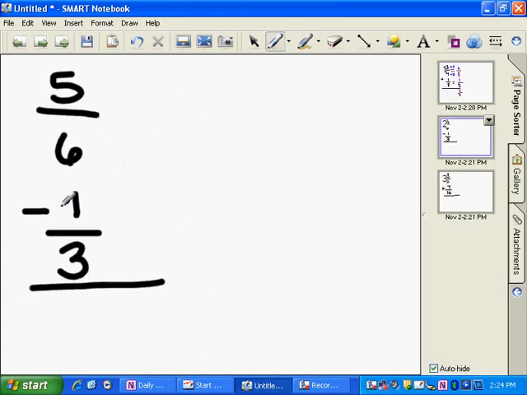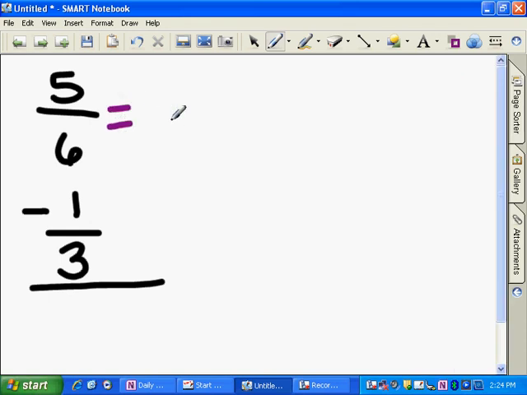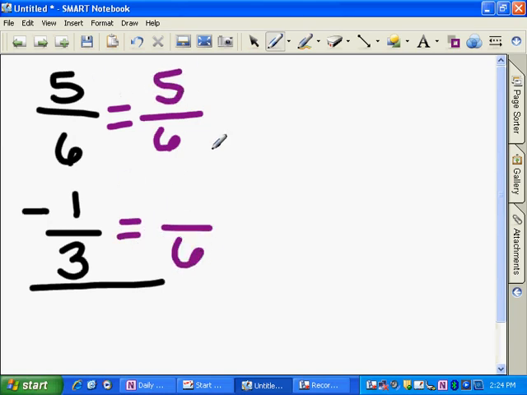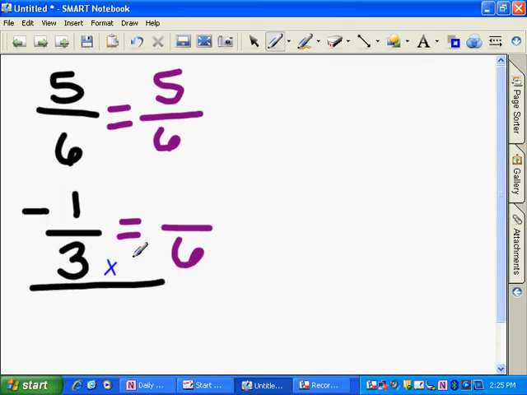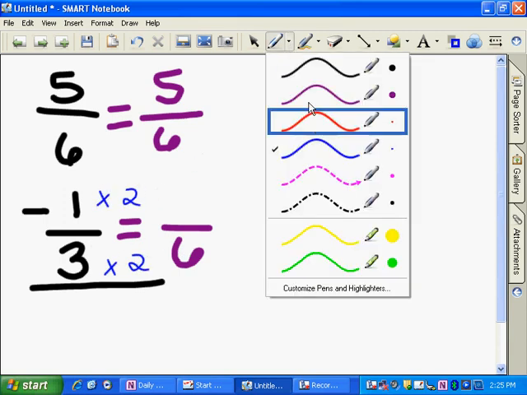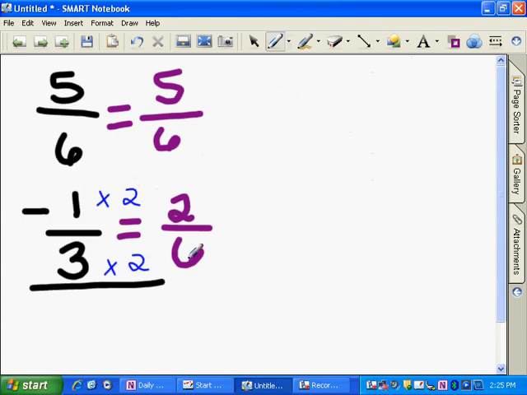In this example here, we have 5/6 minus 1/3. I'm going to go with a common denominator of 6 because it's a number that both 6 and 3 go into. So my top fraction, 5/6, stays the same. It doesn't change. The bottom fraction, 1/3, because I multiply 3 times 2 to get 6, I'm going to have to multiply 1 times 2, which is 2. So I'm changing 1/3 to 2/6. Again, same exact value, just using different numbers.